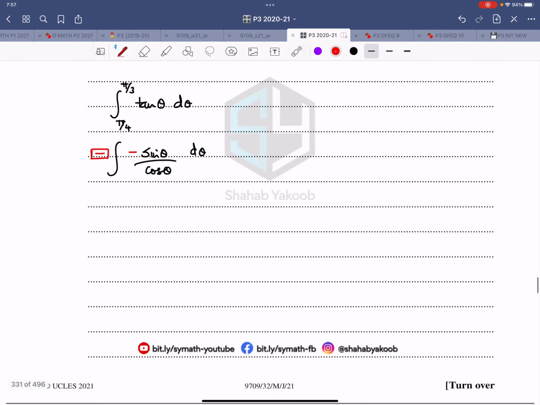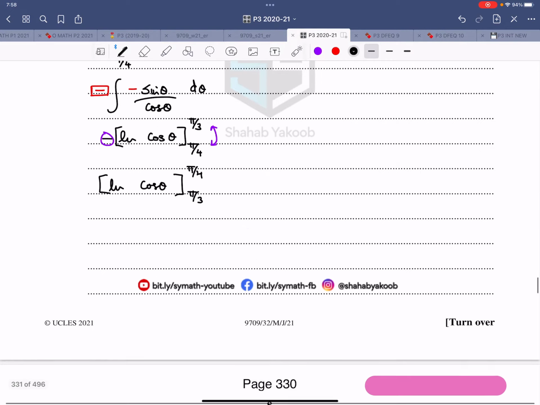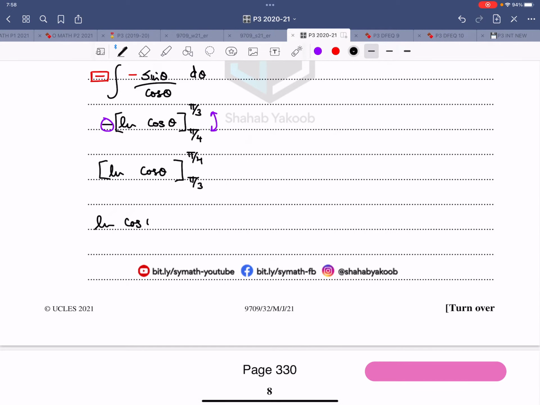So this is negative ln cosine of theta, negative ln of cosine of theta, between the limits pi by 4 and pi by 3. Now if you want to get rid of this negative sign, change the limits, change their places. So this is ln of cosine theta, and what goes up, pi by 3 goes down, pi by 4 goes up. So this is ln of cosine of pi by 4 minus ln of cosine of pi by 3.